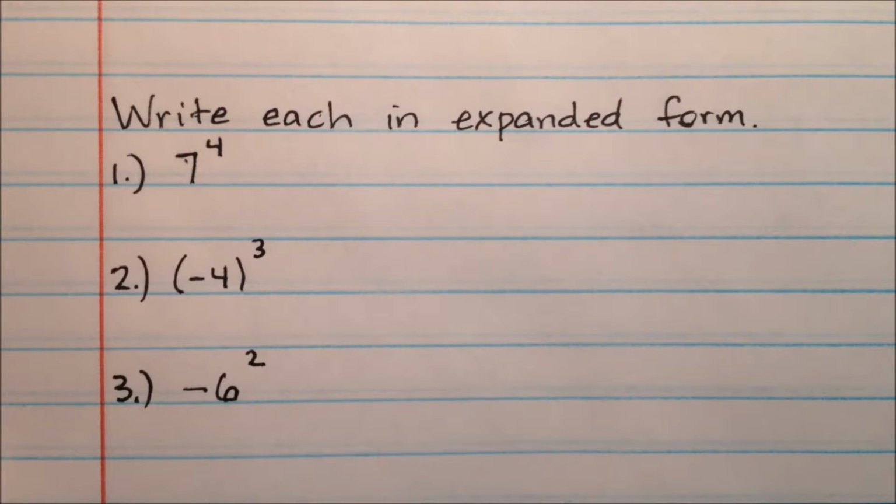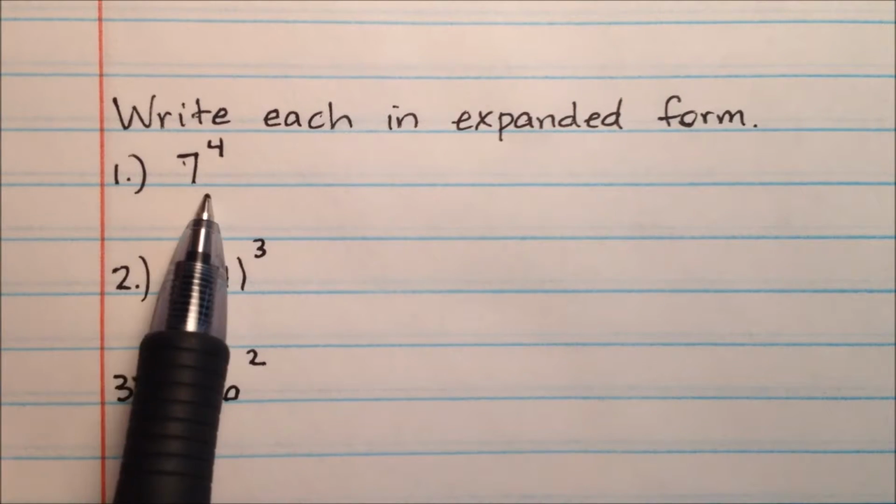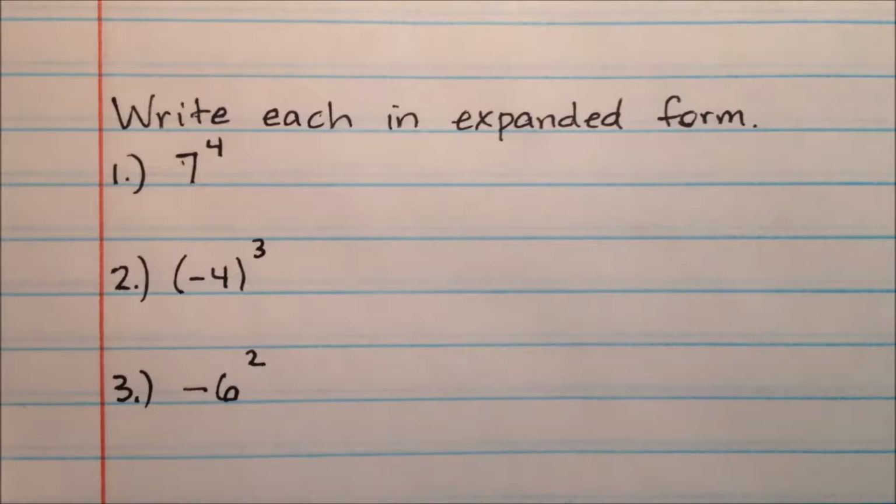In this video, I'm going to be working several examples from this section. In the first three problems, we're told to write each in expanded form. So the first one we have is 7 to the power of 4. And if you recall, expanded form is just actually seeing the multiplication that's taking place.